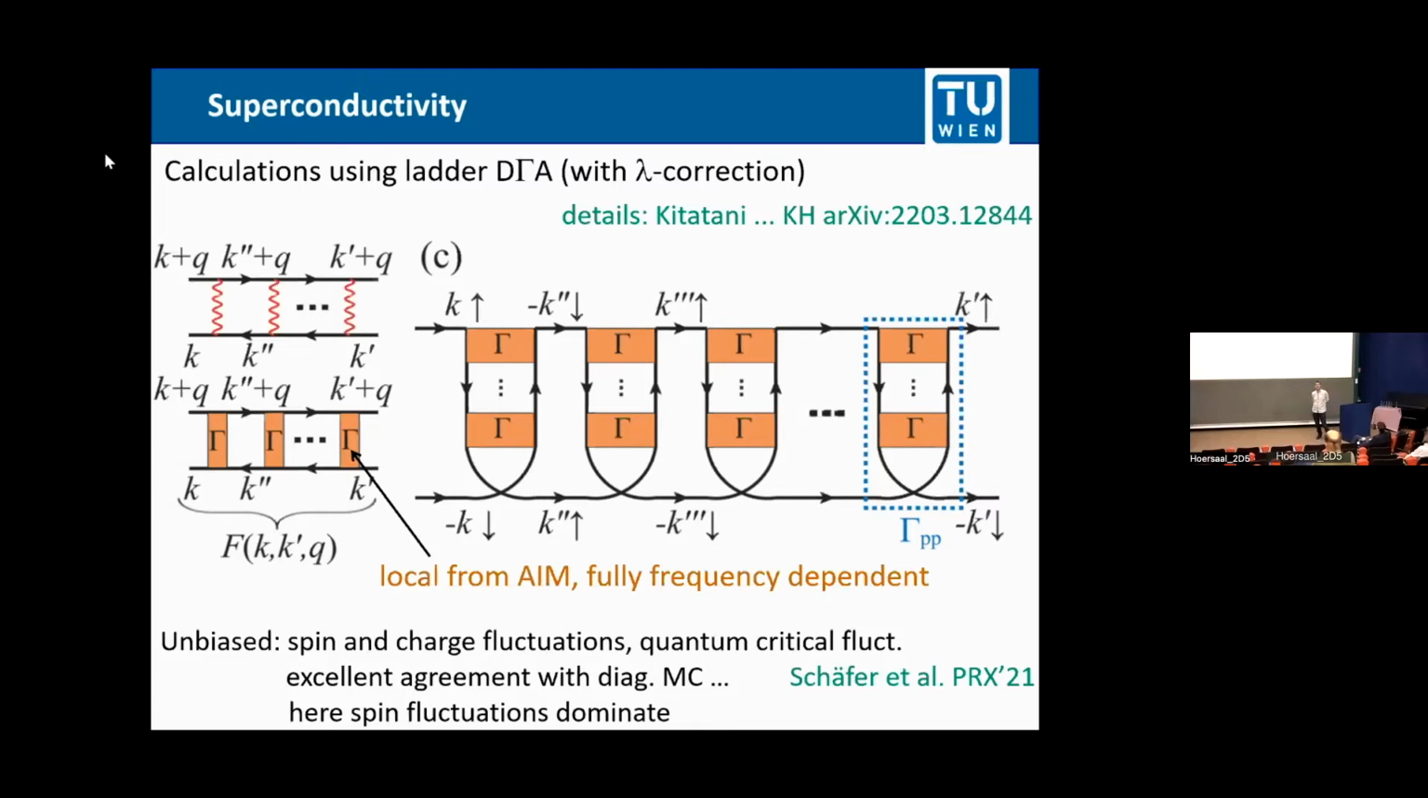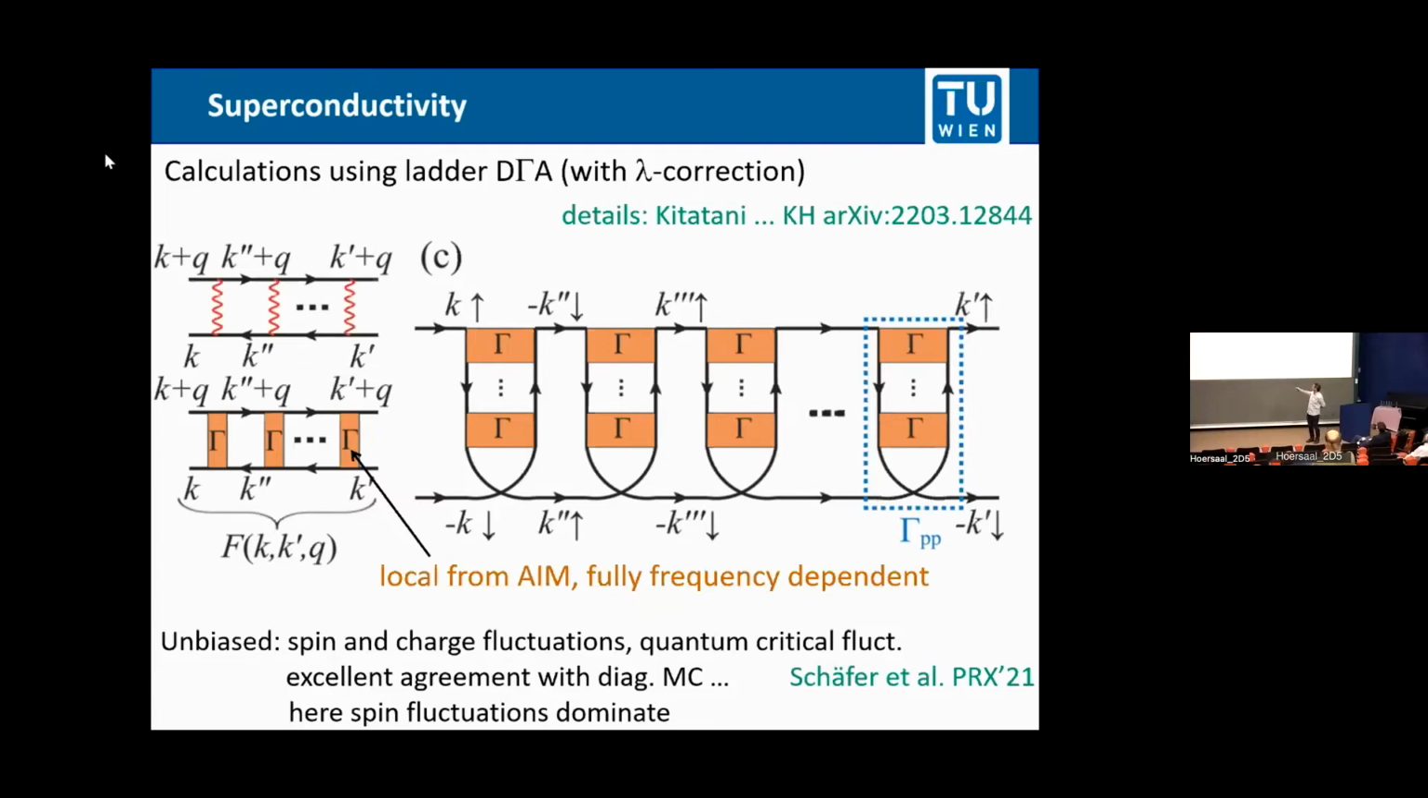Thomas, our organizer, has a very nice paper comparing multiple methods, and he has shown that these antiferromagnetic fluctuations come out very well in DΓA. It's an excellent agreement with more numerically exact diagrammatic Monte Carlo calculations, among others. So that seems to work.